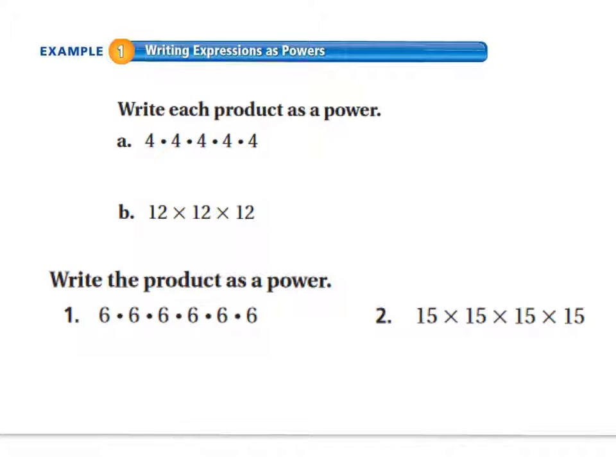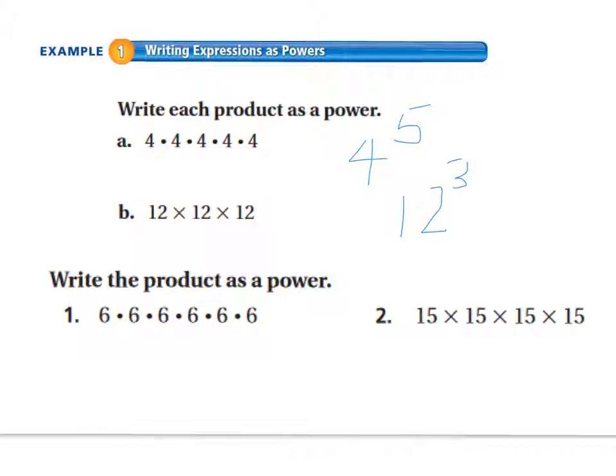Example 1, writing expressions as powers. Write each product as a power. Question A, 4 times 4 times 4 times 4 times 4. Because 4 is used as a factor 5 times, 4 is our base, and our exponent is 5. Question B, 12 times 12 times 12. Because 12 is used as a factor 3 times, its exponent is 3. So we have a base of 12, and our exponent is 3.